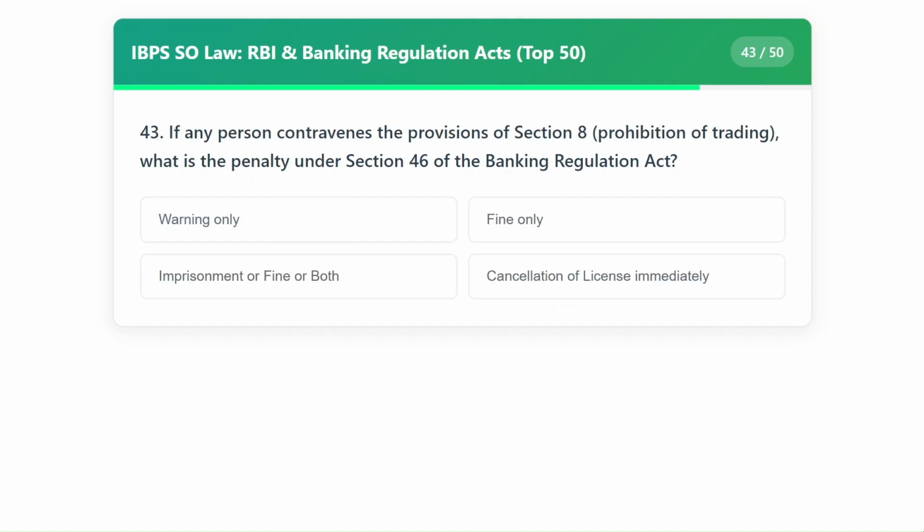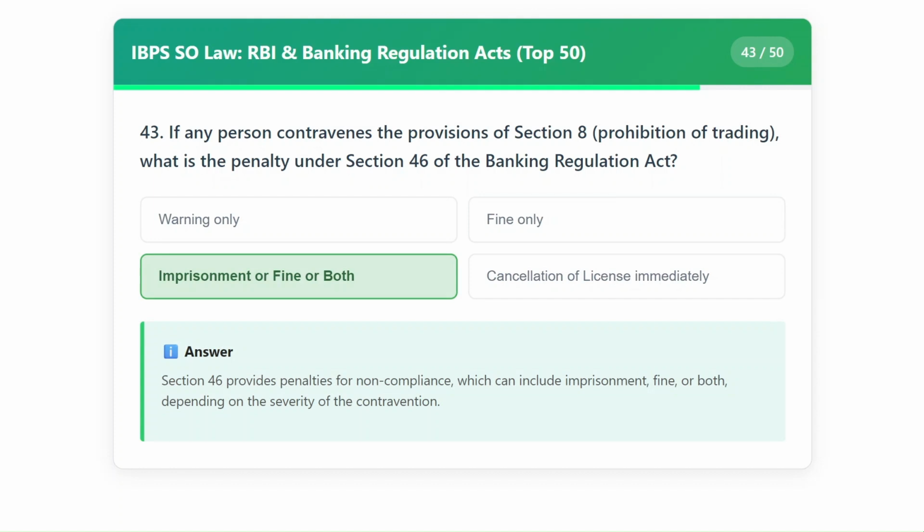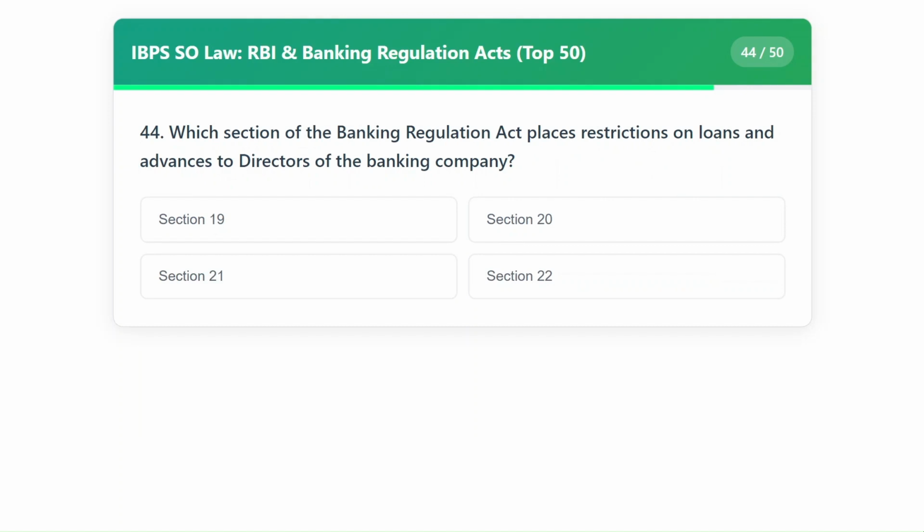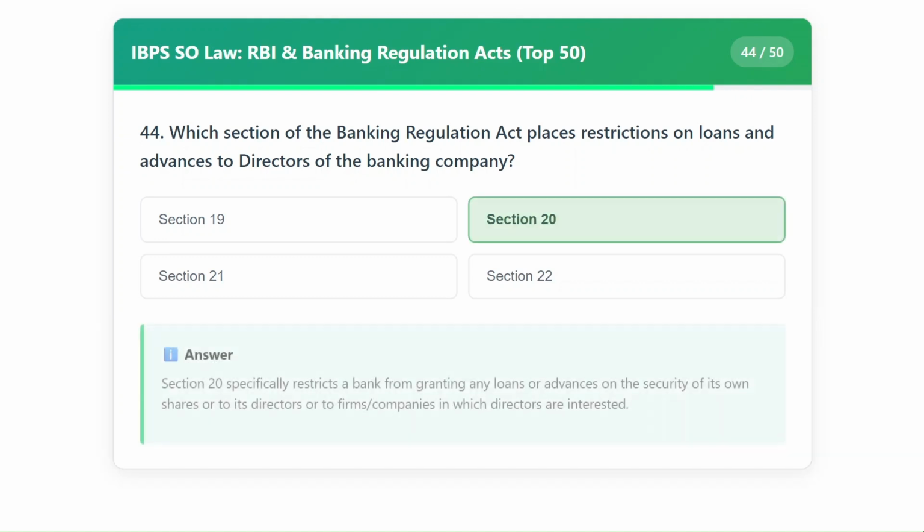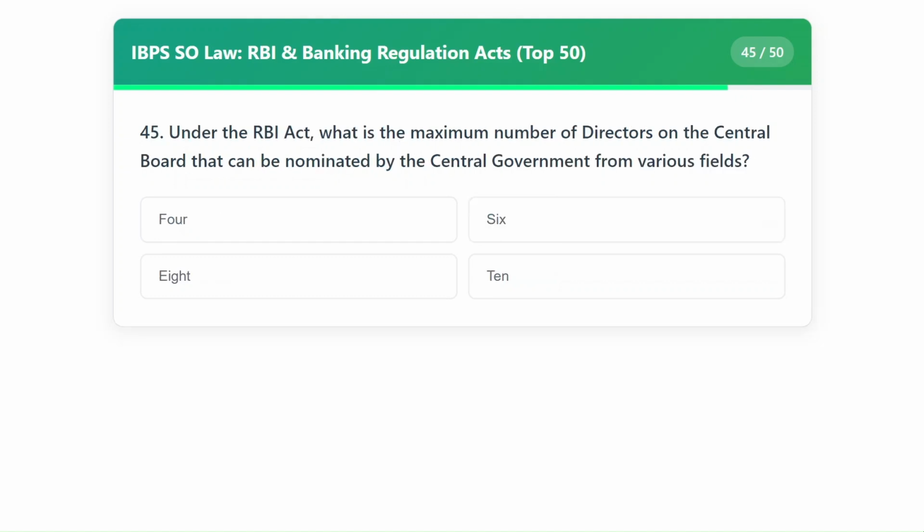If any person contravenes the provisions of Section 8, what is the penalty under Section 46 of the Banking Regulation Act? Imprisonment or fine or both? Which section of the Banking Regulation Act places restrictions on loans and advances to directors of the banking company? Section 20.